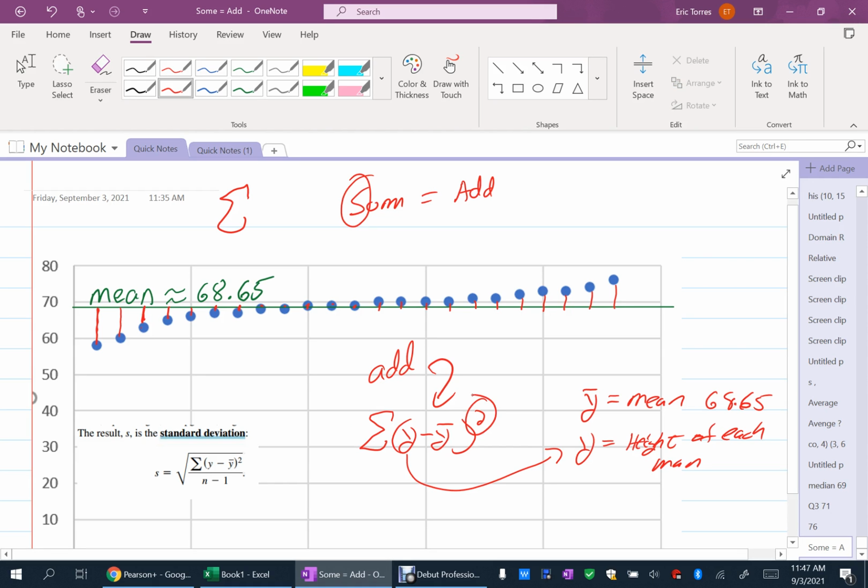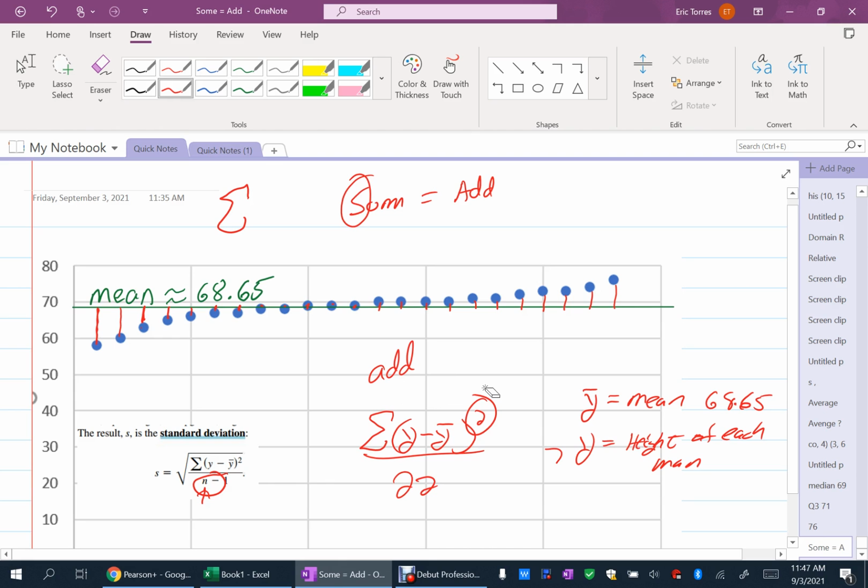Before we add them, we're actually going to square them. So we square them, add them all up, and divide by n minus 1, where n is how many people we had. I think we had 23, so n minus 1 is going to be 22 for this particular set. And then I'm going to take the square root of that value, and that's a lot of work. But that's the actual calculation.